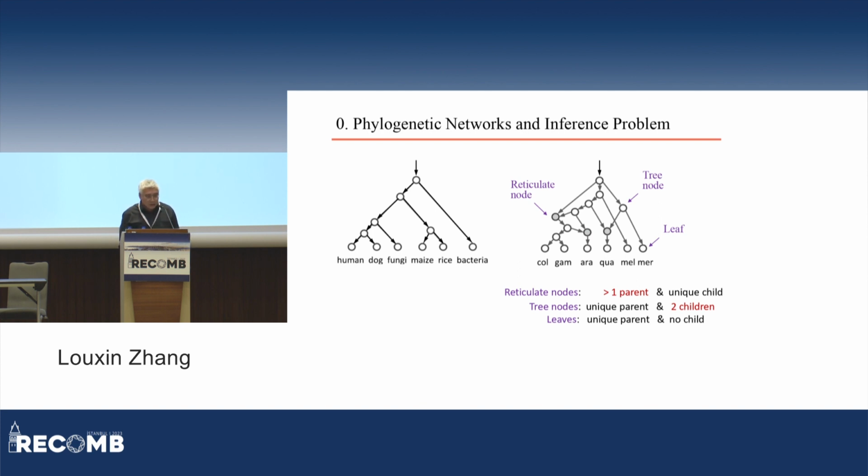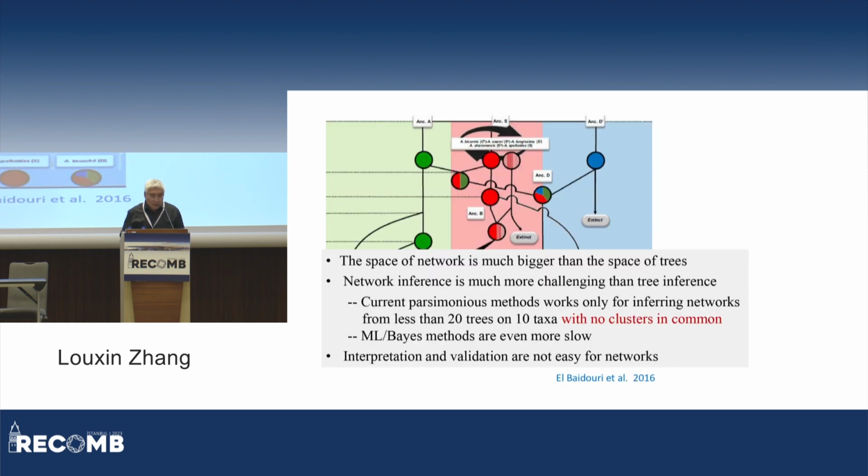So we assume the reticulation node has multiple parents and a unique child. The tree node has a unique parent and multiple children. In this study, we assume that every tree node has just 2 children. This is a phylogenetic network model for the wheat-related grass species.